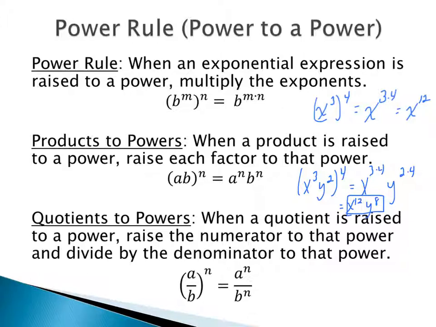Same idea as if we had a quotient. If we have a quotient that's raised to a power, raise the numerator to that power and divide by the denominator to that power. So for example, if we had x to the third over y squared raised to the fourth power, we would just bring it in and multiply, so you'd have x to the 12th over y to the 8th. We do not have any rules if we have addition or subtraction inside the parentheses, so we cannot bring in the exponent if you see a plus or a minus inside the parentheses. We only have these rules for products and quotients, so multiplication or division.